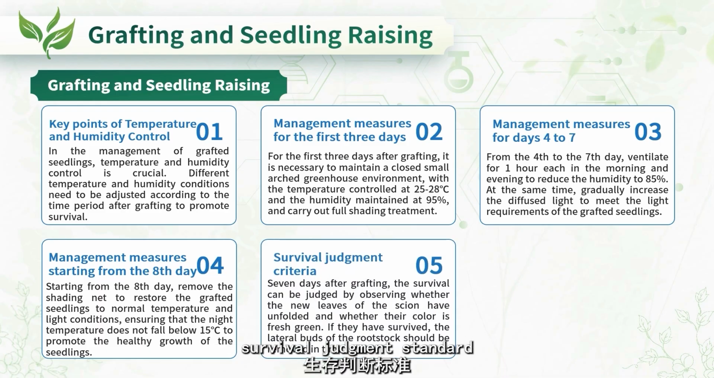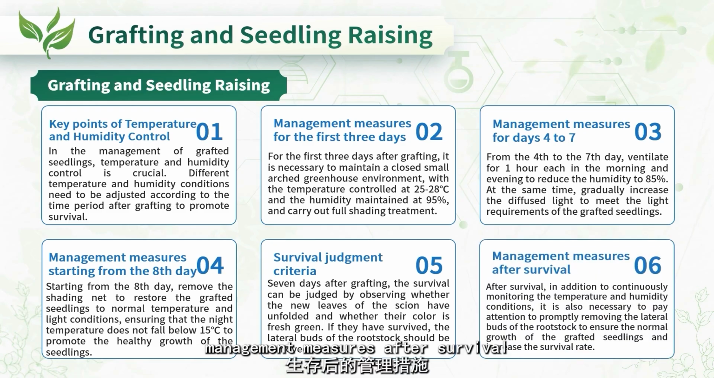Survival judgment standard. 7 days after grafting, judge survival by observing whether the new leaves of the scion unfold and whether the color is bright green. If survival occurs, the lateral buds of the rootstock need to be removed in a timely manner.